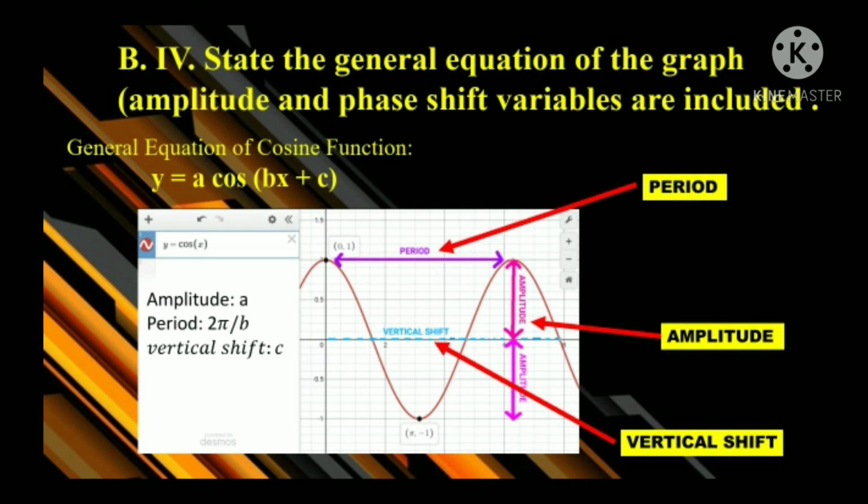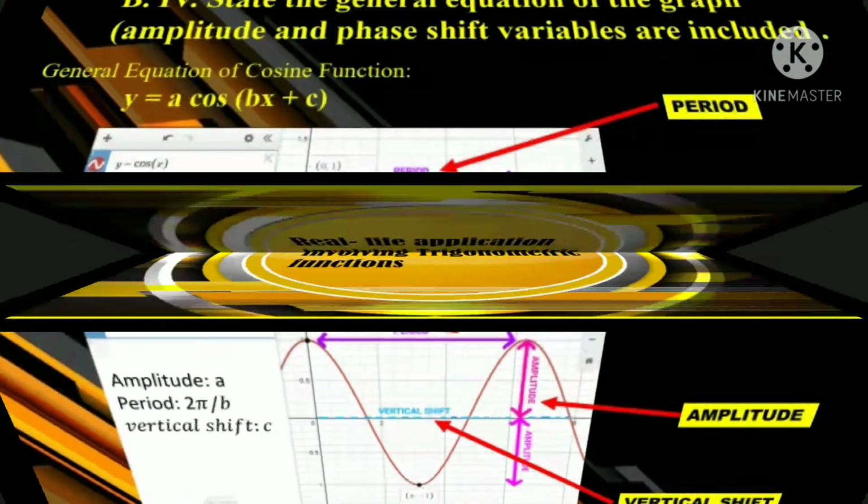C is the vertical shift. The vertical shift means how far the function is shifted vertically from the usual position. With that, you can also determine the midline of the cosine function.